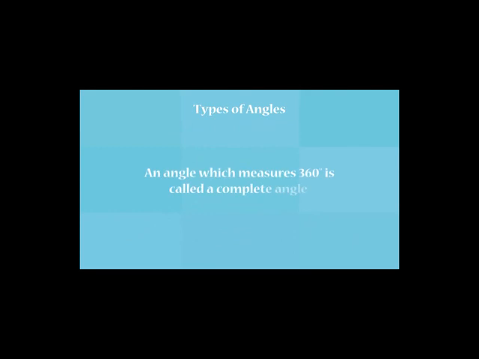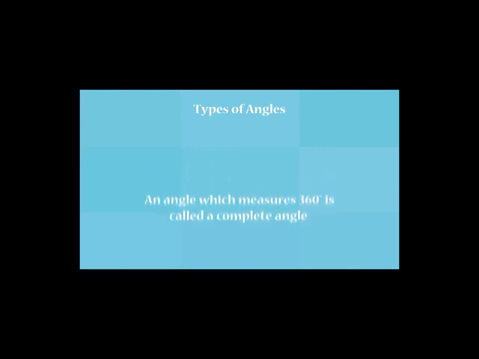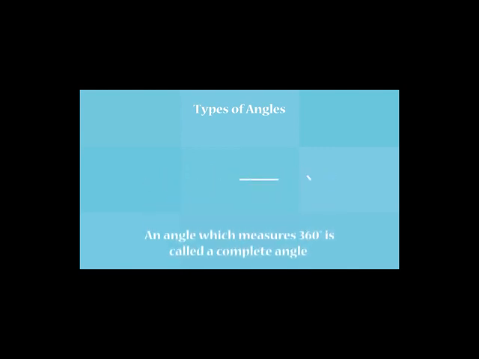And finally, an angle which measures 360 degrees is called a complete angle. A complete angle measures 360 degrees. That means two protractors placed together, or when a ray or arm completes one complete rotation, it is called a complete angle.